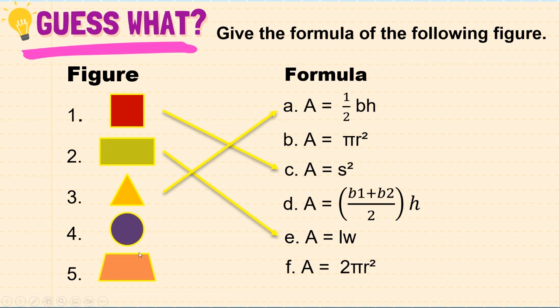And for number 4, we have the circle. Now, what would be the formula for finding the area of the circle? The correct answer is letter B. And lastly, for the trapezoid, what would be the correct formula for finding the area of the trapezoid? The correct answer is letter D. Very good, grade 6 pupils.